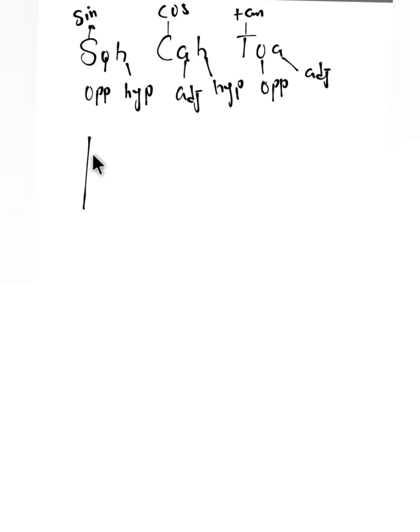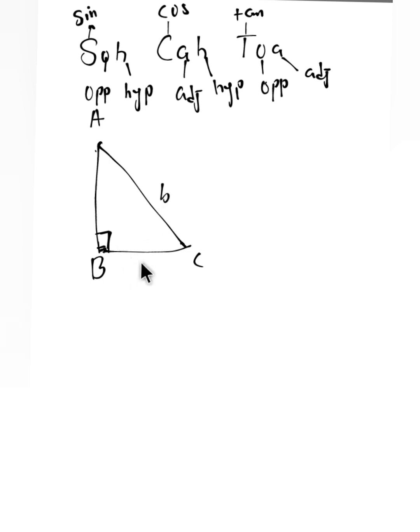Let's go back to the triangle. Triangle A, B, and C. This is the 90 degree angle. And this is B, this is A, this is C. So let's see if we will be able to use these acronyms to remember the trigonometry.